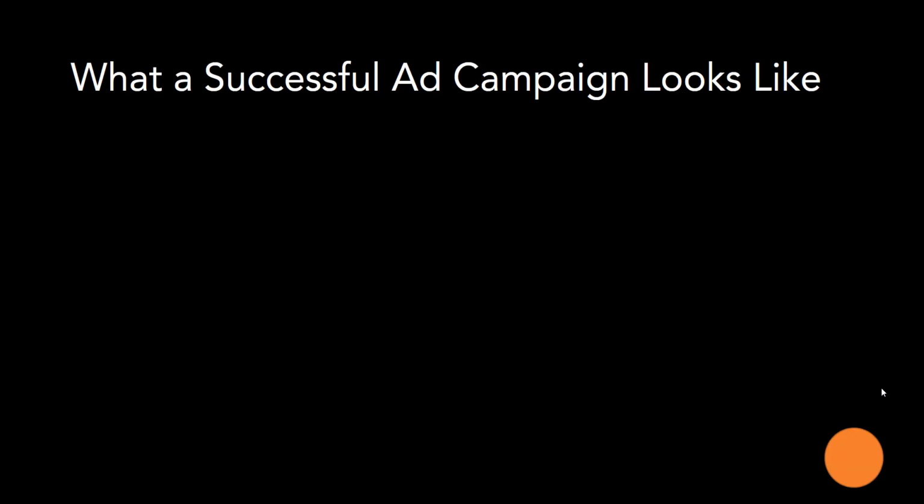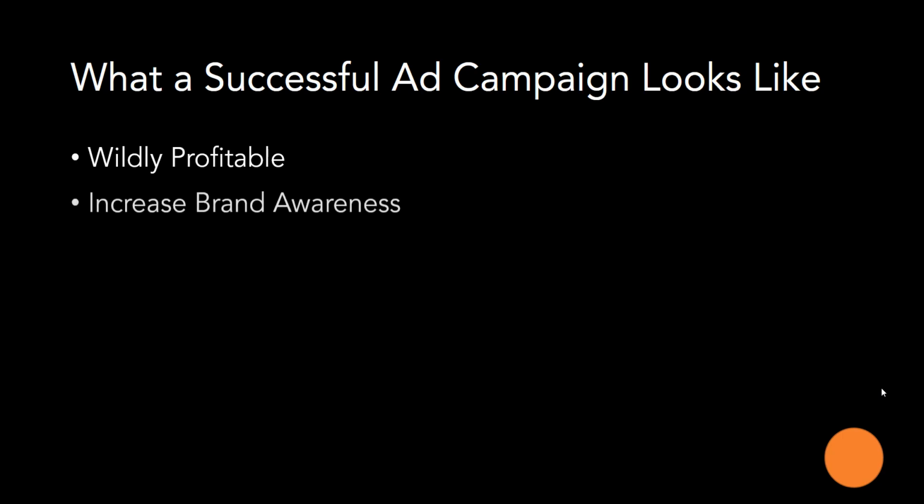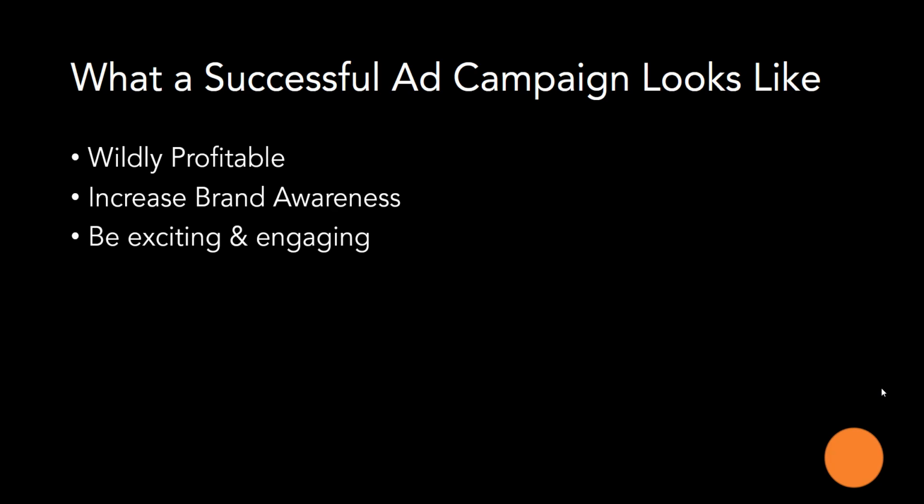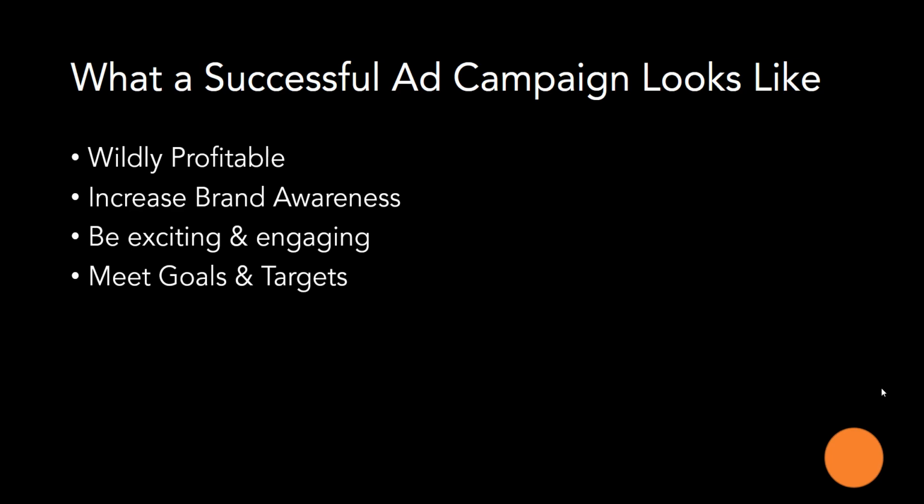So first we'll be starting with what a successful ad campaign looks like, okay? Because for us to measure success, we should know what a successful ad campaign looks like. I think that's where we should start. A successful ad campaign is one that is widely profitable, one that increases brand awareness, one that is exciting and engaging, one that meets the goals and the targets of the advertiser, and that's pretty much what a successful campaign looks like. One is that you want the campaign to be profitable.